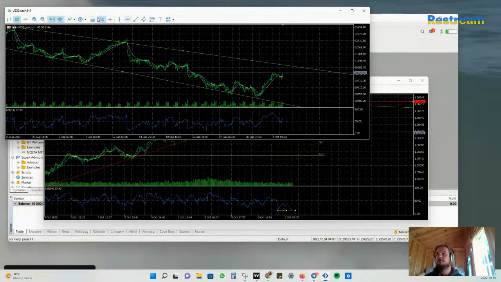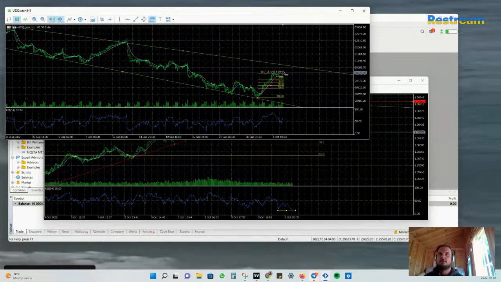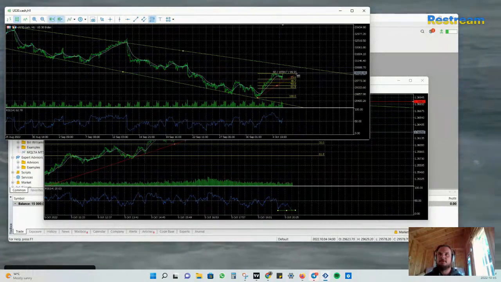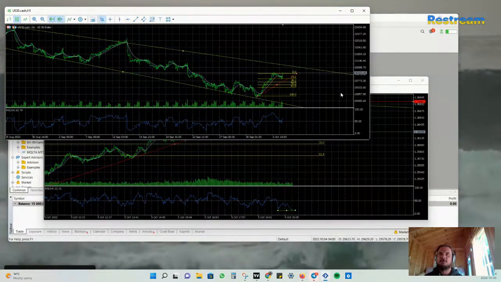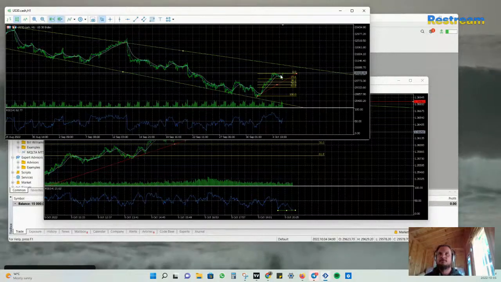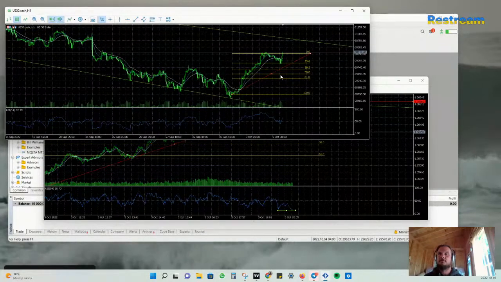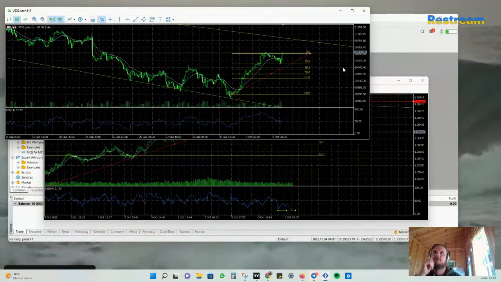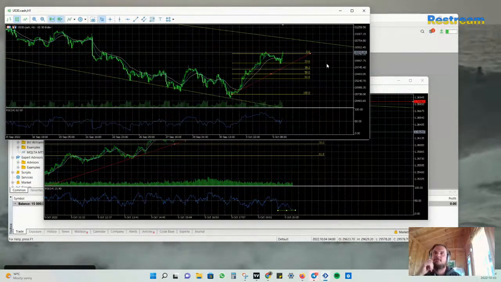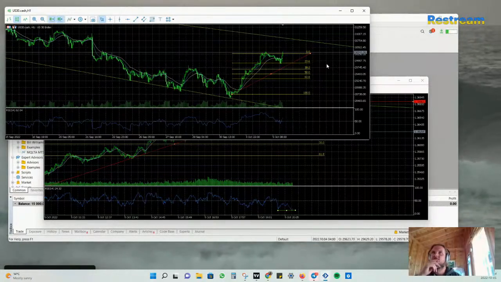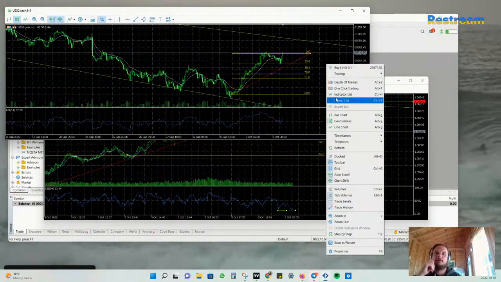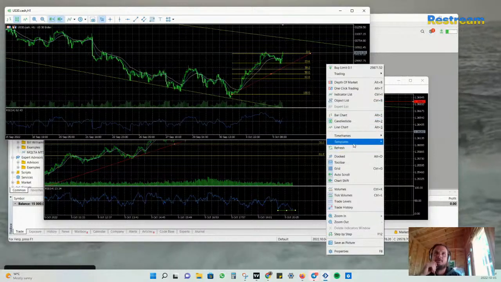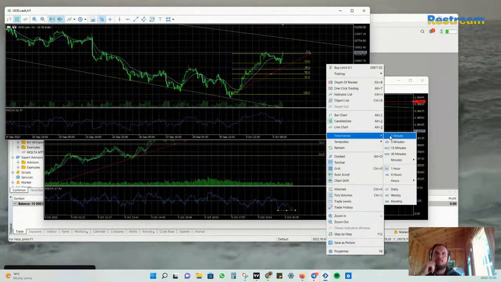So do a little fib on this 1 hour on the US 30. Up to there, testing it, bounced off the 236. Yeah, I mean, above there makes sense. US 30 is a buy. And I go down to the 1 minute.